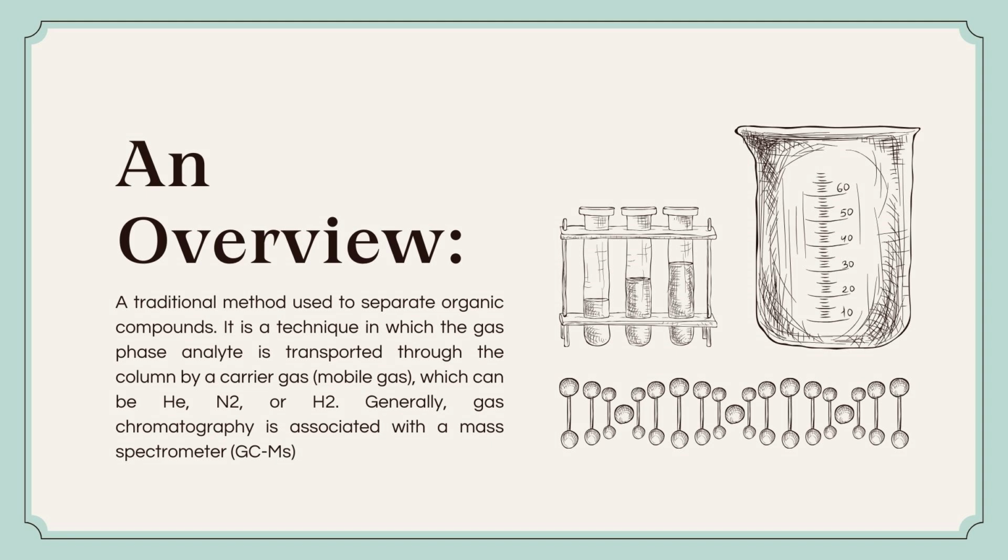So what is gas chromatography? Gas chromatography is a traditional method used to separate organic compounds. It is a technique in which the gas phase analyte is transported through the column by a carrier gas, or mobile gas, which can be helium, nitrogen or hydrogen. Generally, gas chromatography is associated with a mass spectrometer.